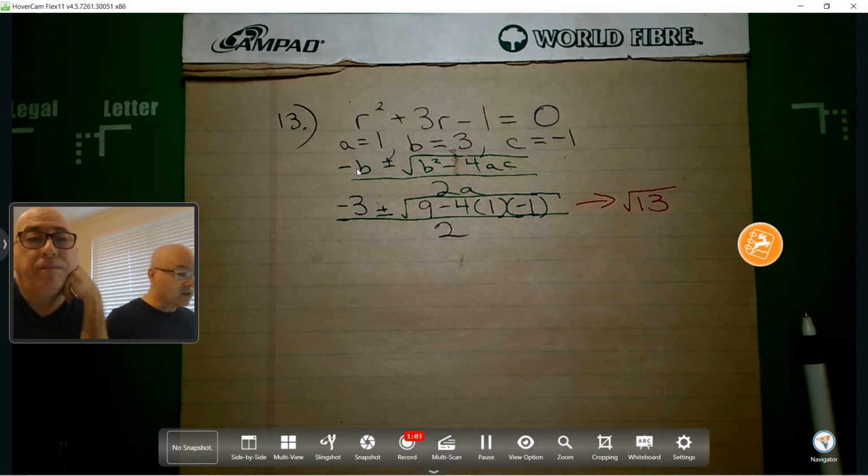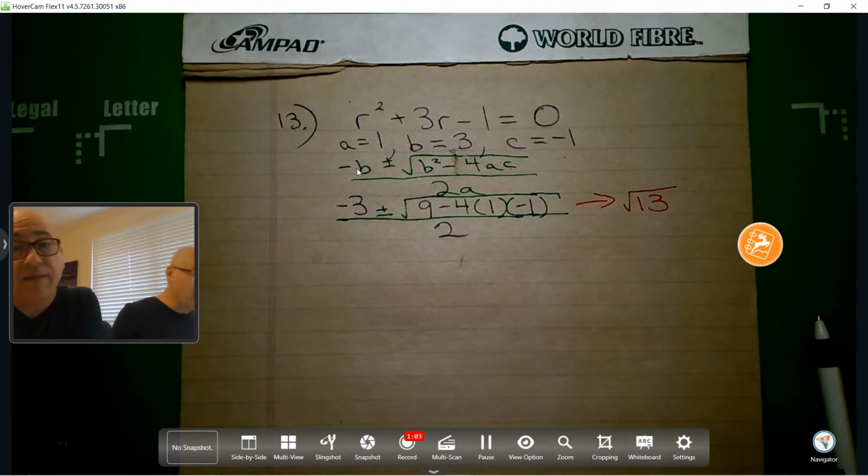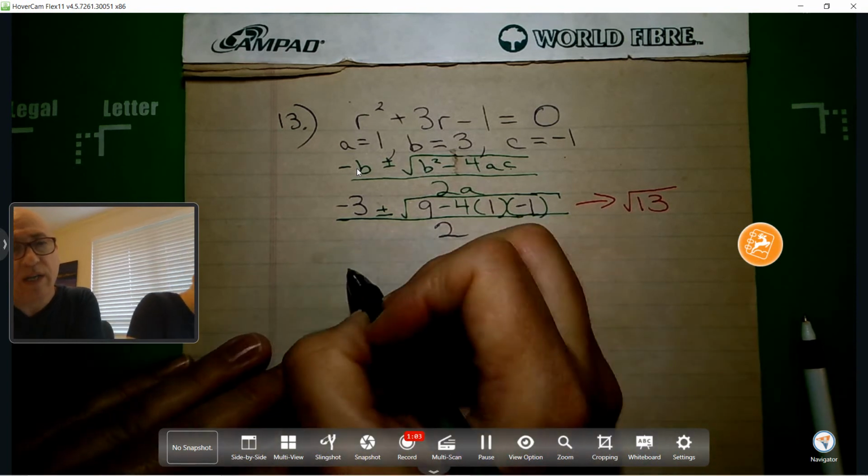Can we simplify the square root of 13? No. 13 is prime. Nothing other than 1 divides into it, so we can't simplify it.